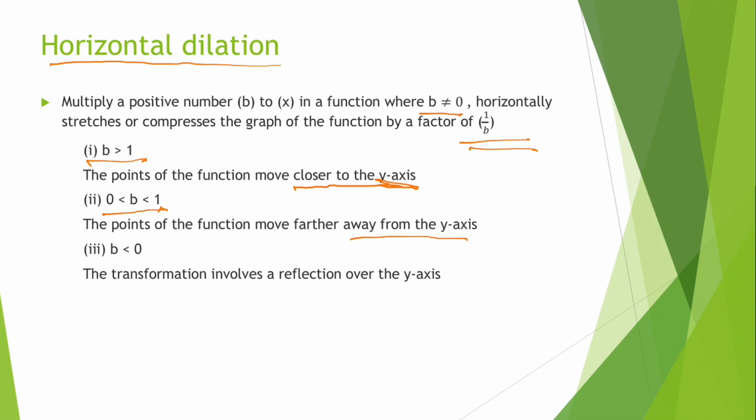And if b is less than 0, which means b is negative, then the transformation involves a reflection over the y-axis along with the compression or stretching. And again, if b is 1, then there will be no change, and if b is 0, then we will not have a well-defined function. I'll move on to the illustration.